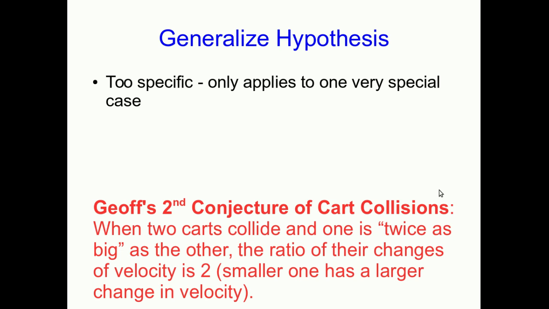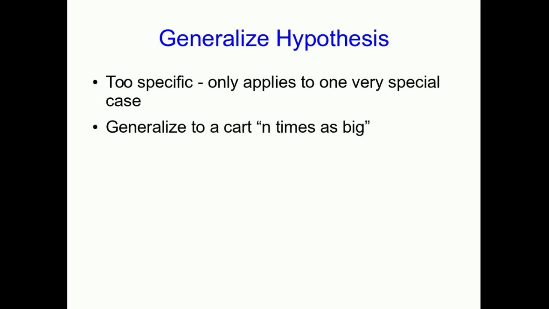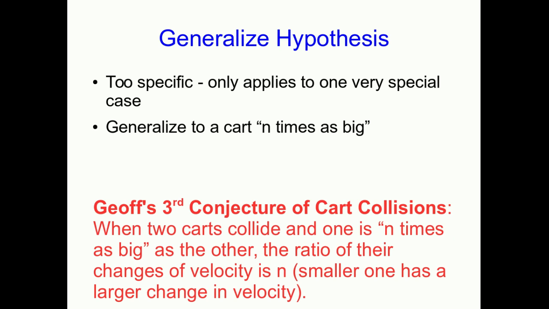That's still not a very satisfactory hypothesis, though. It's too specialized. It only applies to one special case, when the carts have a size ratio of 2. But I think you can see the pattern. A size ratio of 2 leads to a ratio of change of velocity of 2, so it seems reasonable that with a size ratio of n, so if one cart is n times as big as the other, then the ratio of their changes of velocity should also be n, with again the smaller one having the larger change in velocity.